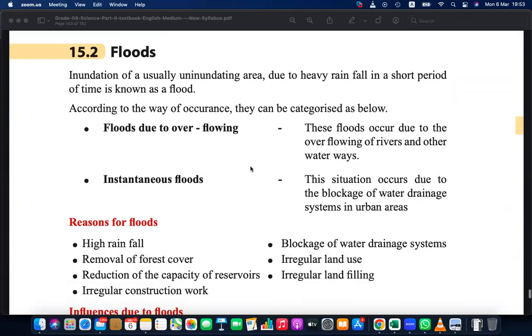Okay, the next one is flood. Drought, we have discussed a lot. Flood can basically be due to two things. Overflow of tanks, or it can be instantaneous floods, especially in areas like Colombo and suburban areas like Gampaha, Colombo, even the Ratnapura area, they got instantaneous floods. Not only due to overflowing, that can happen.